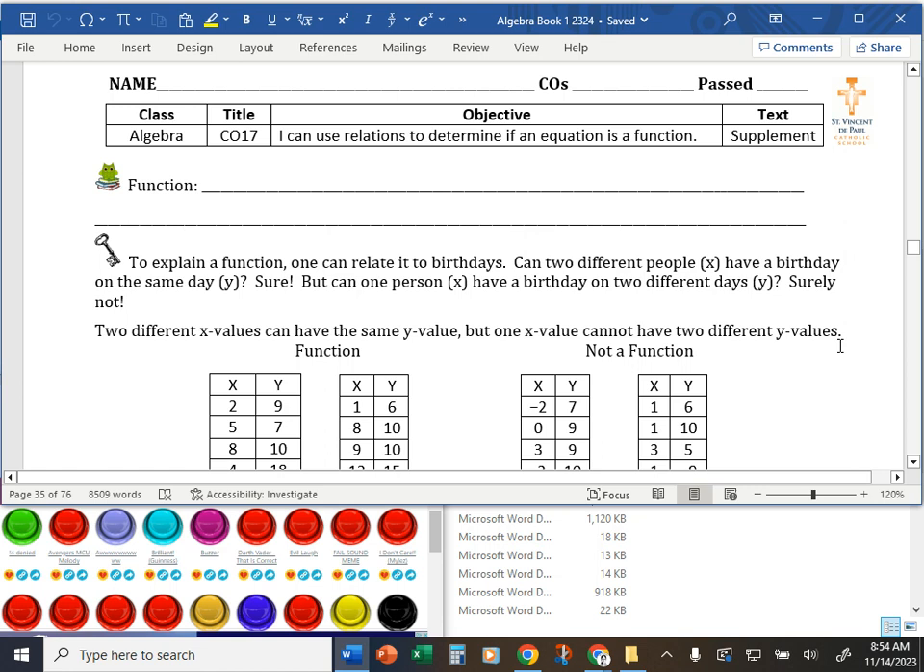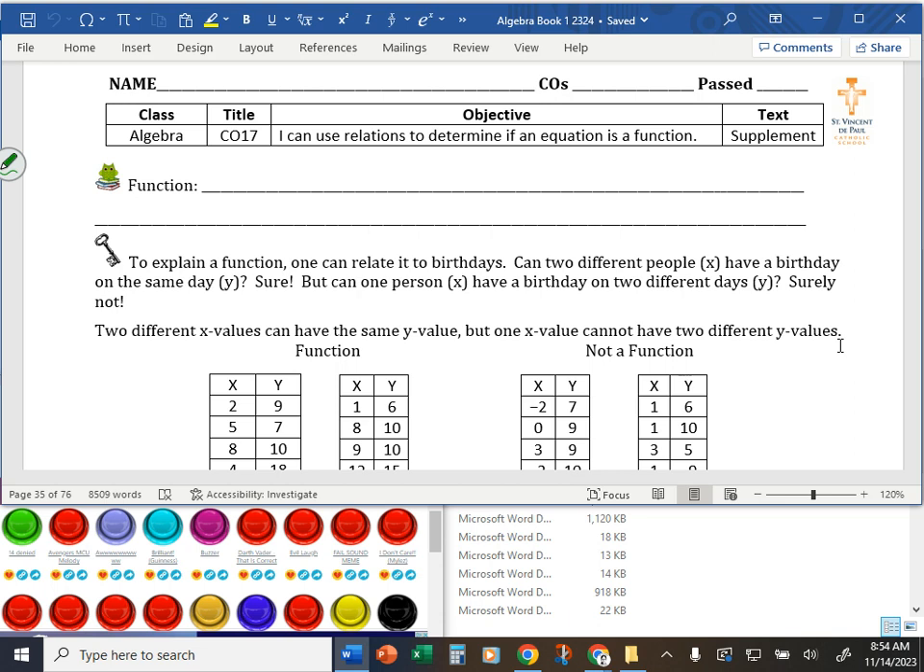So we're moving on with CO17, using relations to determine if an equation is a function. A function is a special type of relation. We talked about relations: any collection of ordered pairs. It can be a table, it can be a graph, whatever, but a function is a special type.